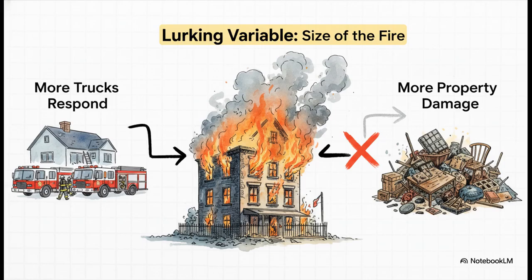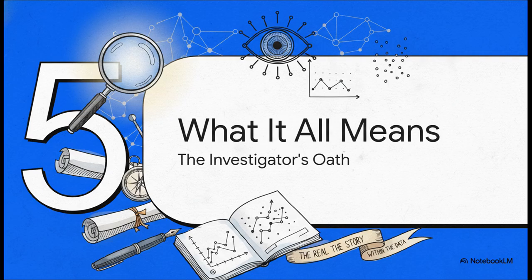A huge fire needs a ton of trucks to show up, right? And that same huge fire is what's going to cause a ton of damage. The trucks aren't causing the damage. They're both just a response to how big the blaze is. So, where does this leave us?